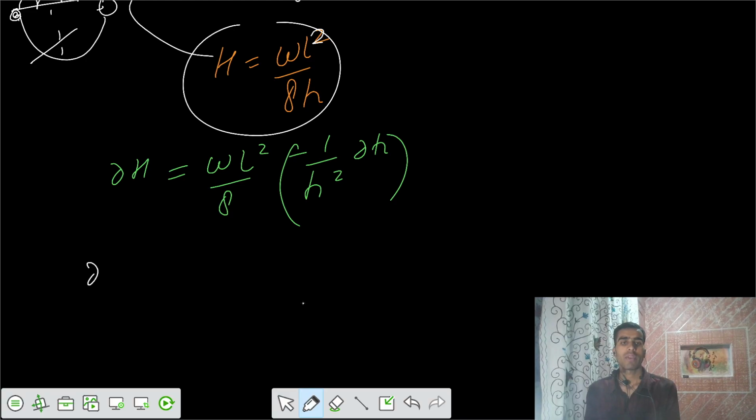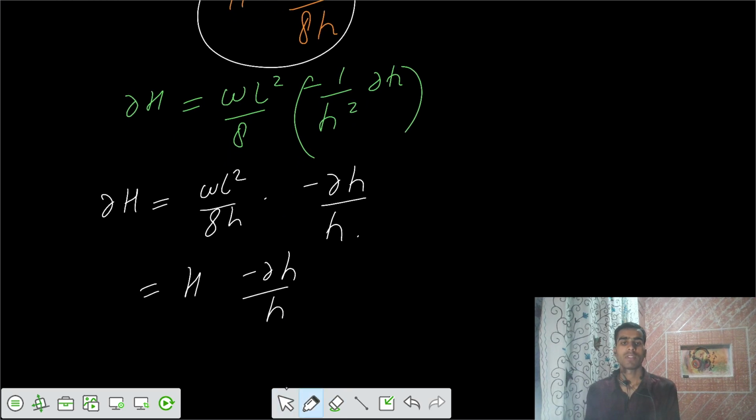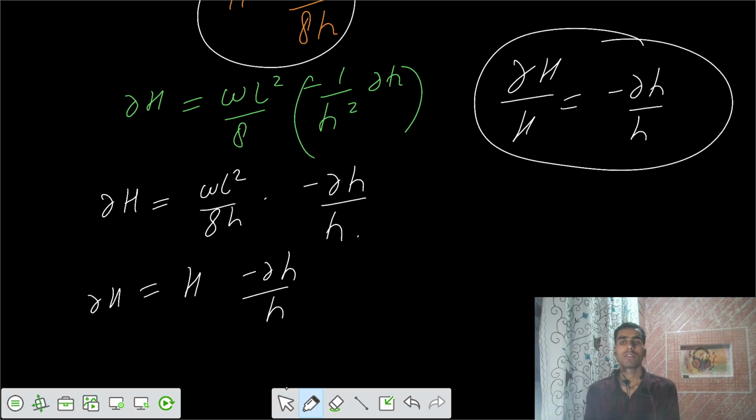If I substitute the value of H again back, I would say there is some value of WL square by 8H, and there is some value of minus dou H by H, and I would say this is some value of H minus dou H by H. Can we say this? If I convert it in this way, I would say dou H by H equals minus dou h by h. This is the result we got.